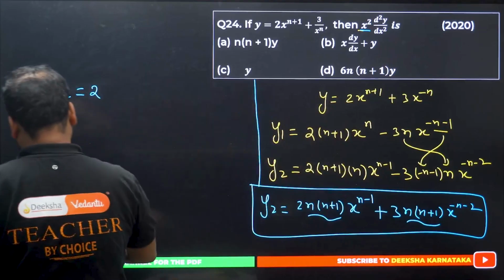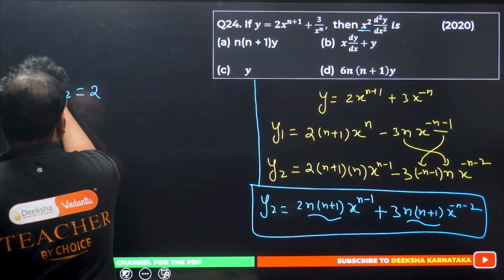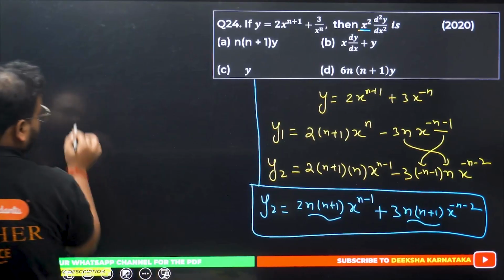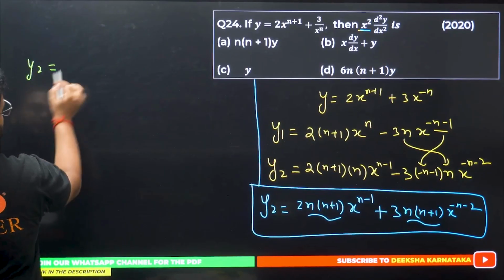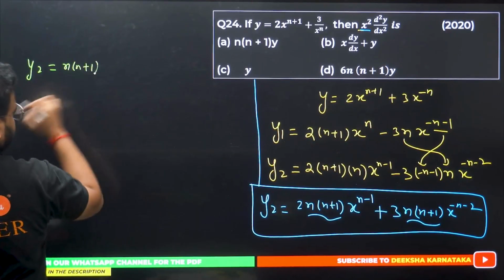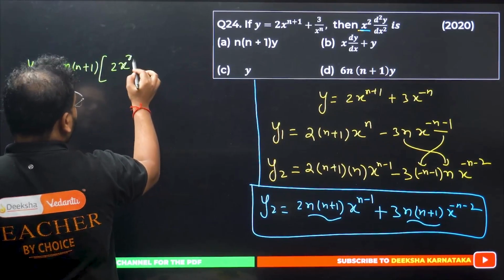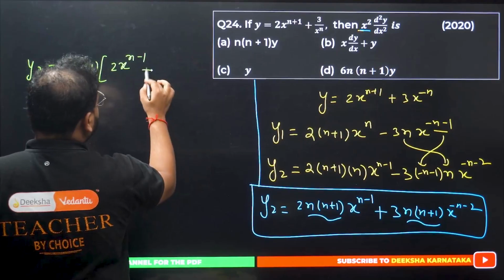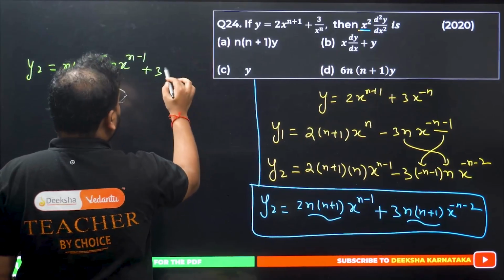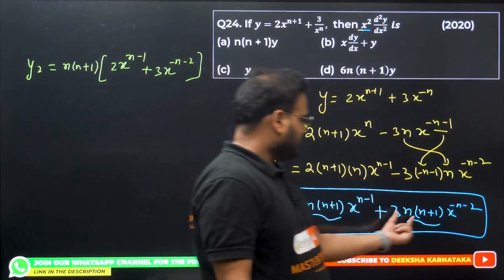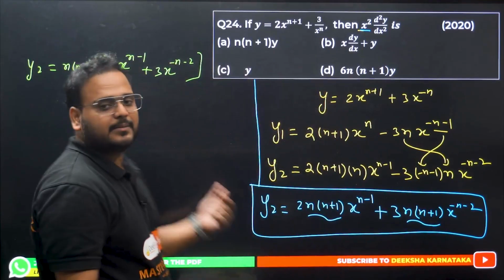Let's do that first. Let me simplify one more time. So I get y2 equals n times (n plus 1), and over here we have 2 times x power n minus 1 plus 3 times x power minus n minus 2. Is that clear? I have taken n times (n plus 1) outside the bracket as common.